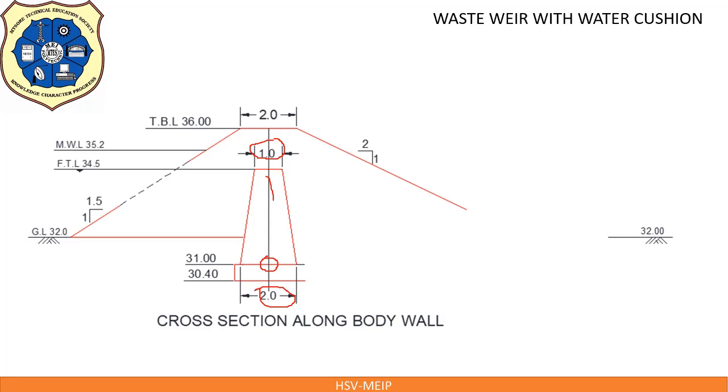Complete the body wall foundation with offsets of 0.2 meter. This is the offset. This is bed concrete of body wall. Fine. Cross section of body wall is completed.